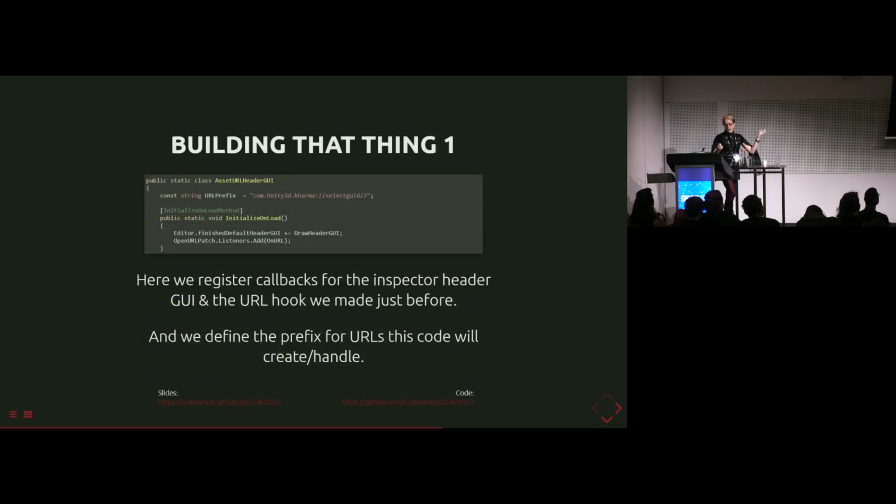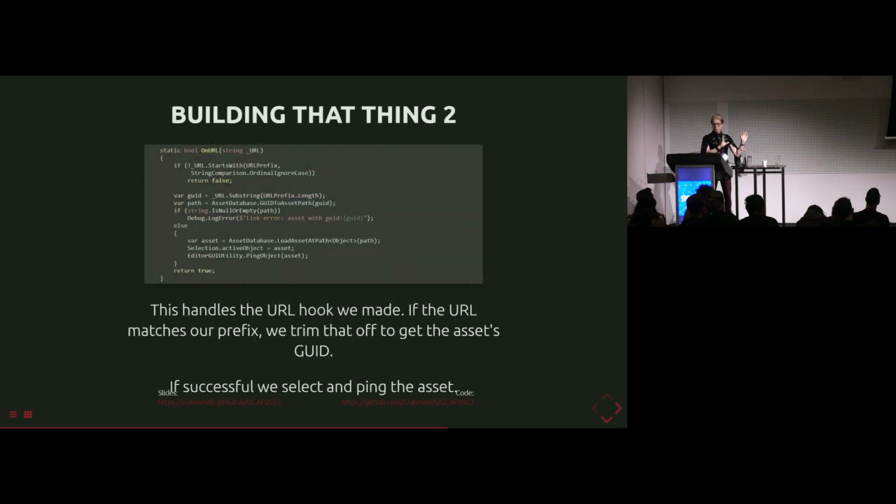First part, I'm going to make our URL prefix that we're searching for here. So it's the base URL prefix plus select GUID. We then initialize on load method. We will then both add our own on URL patch to the URL patch listeners, and then we also register another GUI header callback. So draw header GUI for that button.